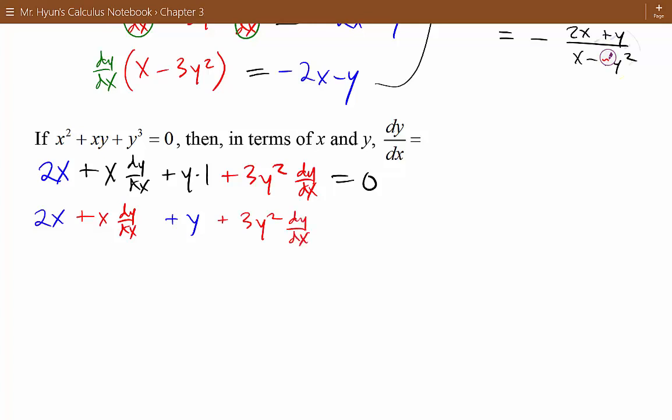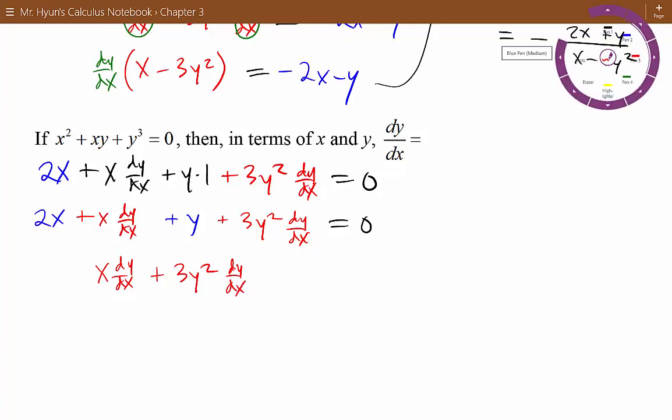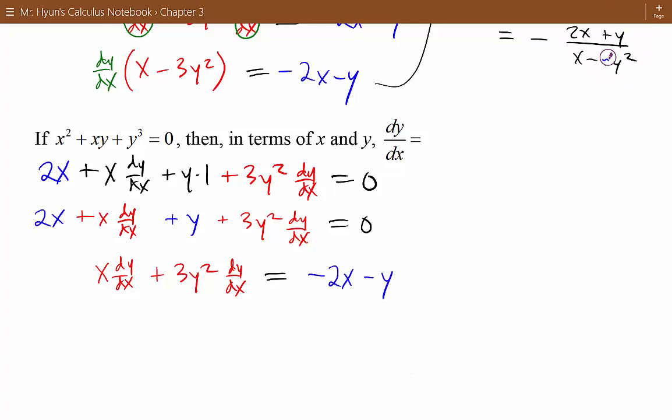So notice x dy/dx is here in red, and a positive 3y squared dy/dx will also be in red, whereas the blue terms don't have dy/dx in them, so let's move things over to the correct sides. On the left, we'll keep x dy/dx plus 3y squared dy/dx. On the right-hand side, we'll get a negative 2x, just like before, and a negative y, just like before.